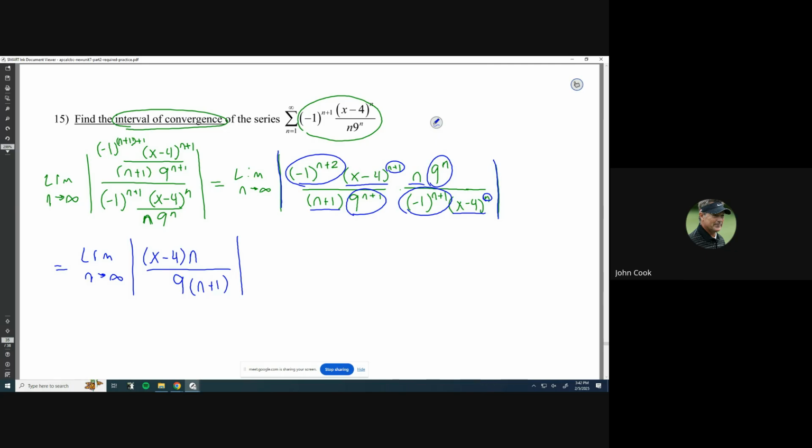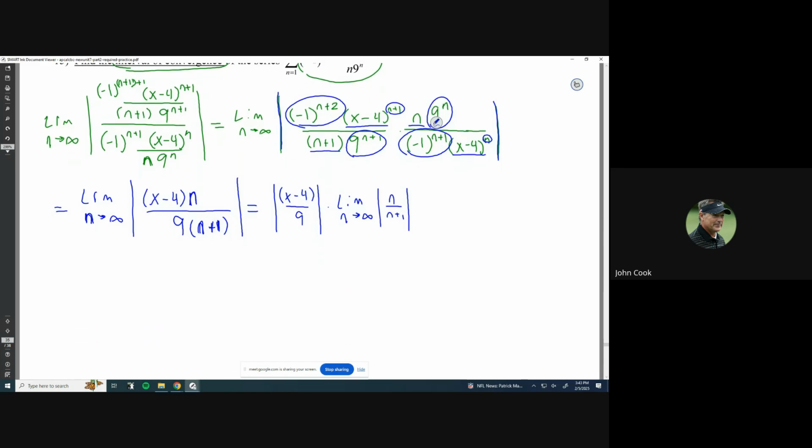Now remember that the limit is only working with the n's. So anything with an n in it, like n and n plus 1, I'm going to keep in the limit. But everything else I'm just going to move out and factor out. So I'll have absolute value of x minus 4 over 9, and then times the limit as n goes to infinity of the rest of it, which is absolute value of n over n plus 1. You're allowed to do that because the x value is just a number, so you can factor out any constant numbers that are multiplying on some function or sequence of n.